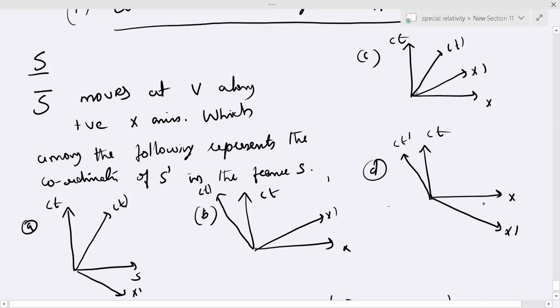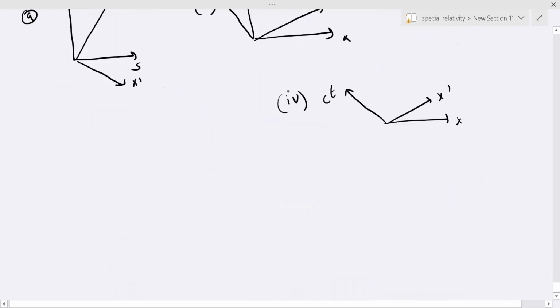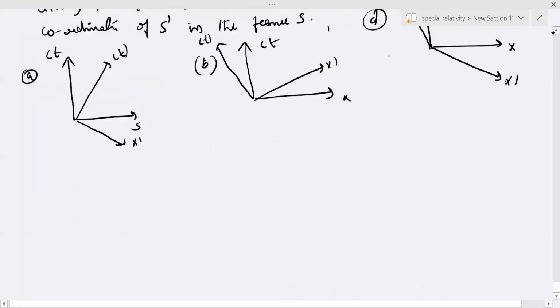Okay, so which option is true? Is the question clear? Is anyone still listening? Yes, sir, listening. Okay, which option would you choose? A, B, C, or D?